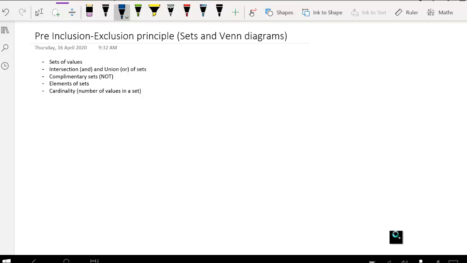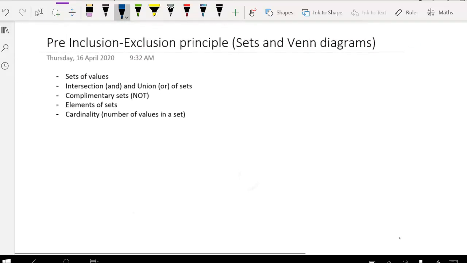In this lesson, we're looking at the lead-in to inclusion-exclusion principles. So we'll be focusing on sets, Venn diagrams, and looking at intersections and unions of sets. Okay, so first thing we're going to do is define a set.